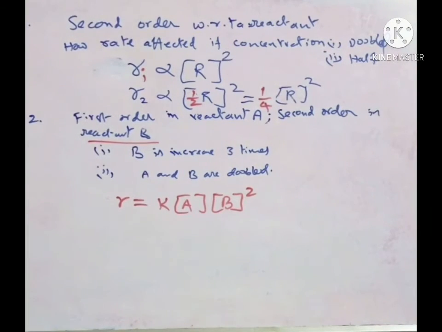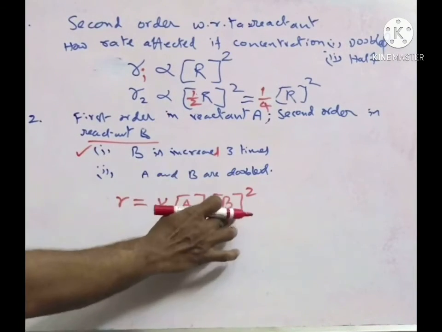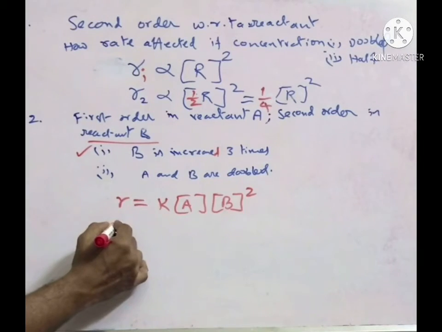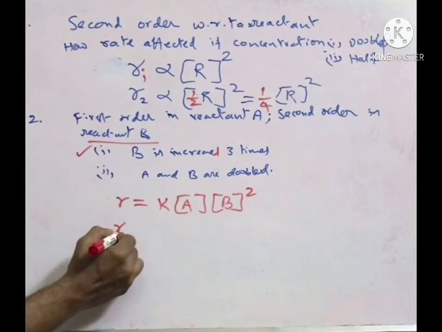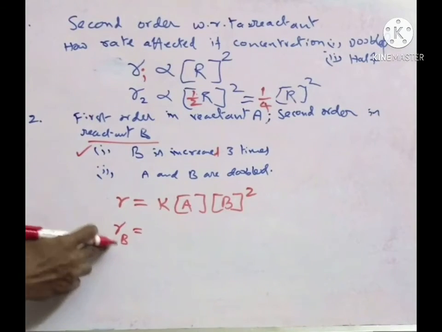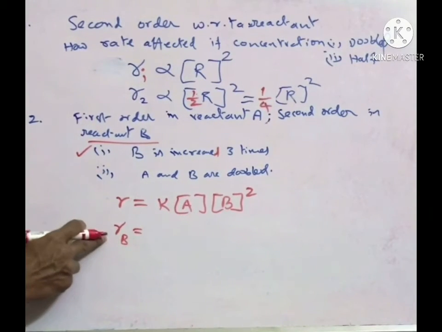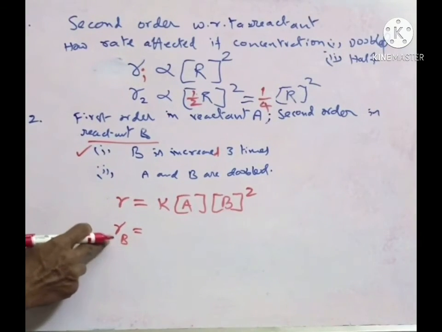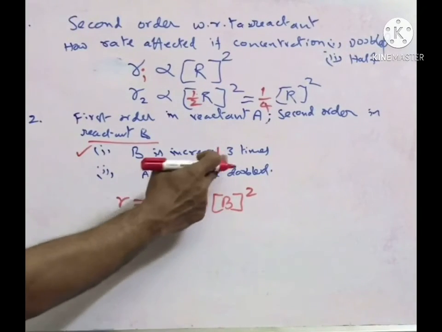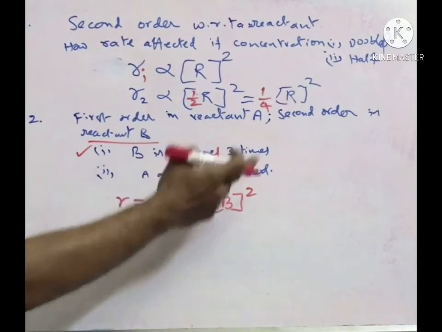How will the rate r change when the first condition, B is increased 3 times, concentration of B increased to 3 times? So we will write the rate equation for this condition. For example, RB, B increased condition. Just these are for our identification. You can write anything. RB, that is rate of the reaction when B condition is changed. What is the B condition change? B concentration increased 3 times.